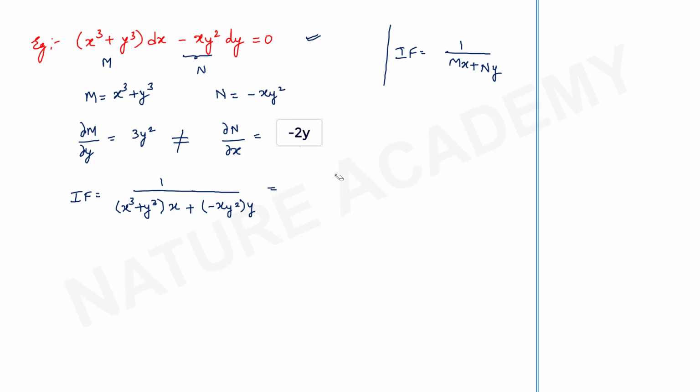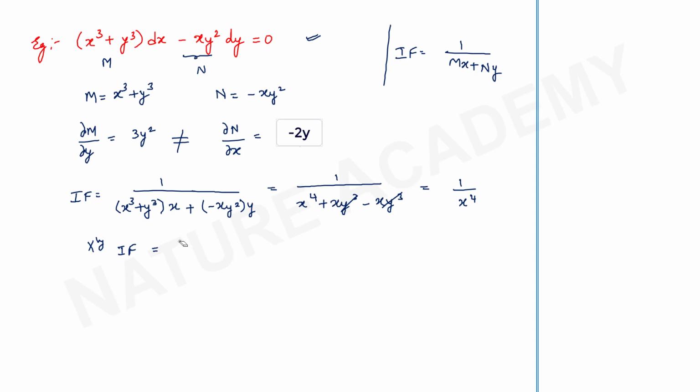This will be equal to 1 upon x raised to 4 plus xy cube minus xy cube. So our integrating factor will turn out to be 1 upon x raised to 4 because these both terms will get cancelled. Now you have to multiply this integrating factor with the given differential equation.